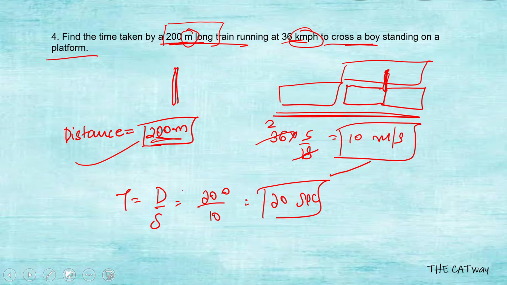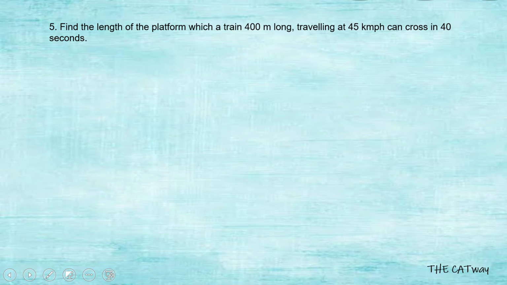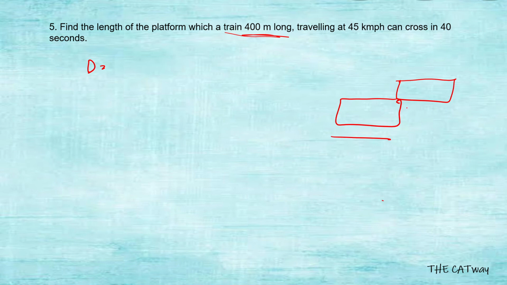Let us move towards the next question. Find the length of the platform for which a train 400 meters long. Now see, here it is saying that a platform is to be crossed and the length of the train is given. As I have told you before, in this case the platform is not a very small object as compared to the train. So the total distance will be the length of the train plus the length of the platform. So the total distance which we are going to take is the length of the train, that is 400 meters, plus the length of the platform. Let's denote it by P. After that, it says that it can cross in 40 seconds. So the time is given to us as 40 seconds.